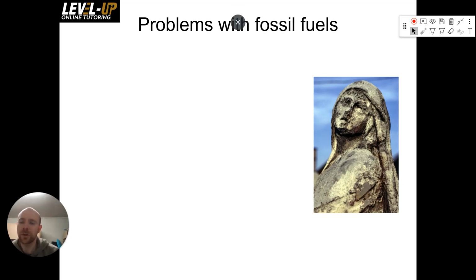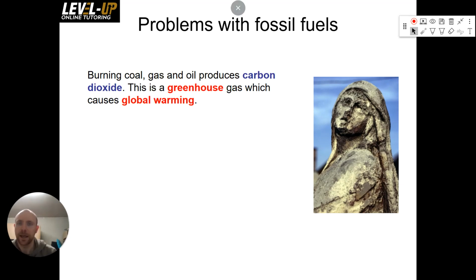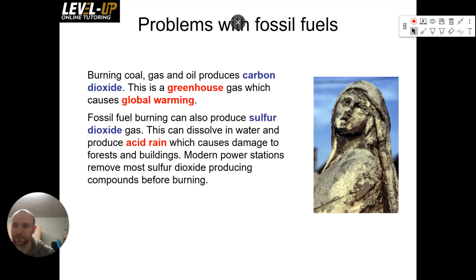So the main problems with fossil fuels, and this goes for all of them, the coal, the oil, and the natural gas: they are polluting, but we need to be more specific, as I said. They all produce carbon dioxide, which I'm sure you're aware is a major greenhouse gas and causes climate catastrophe and global warming. They can also produce sulfur dioxide, which can cause things to dissolve, so buildings to dissolve, or it can be really bad for trees. It damages buildings and damages forests.